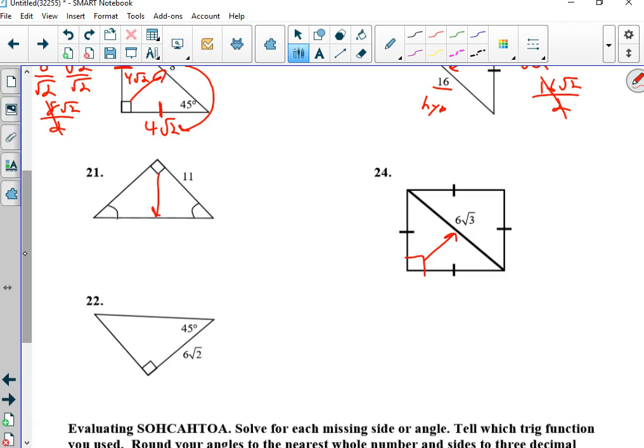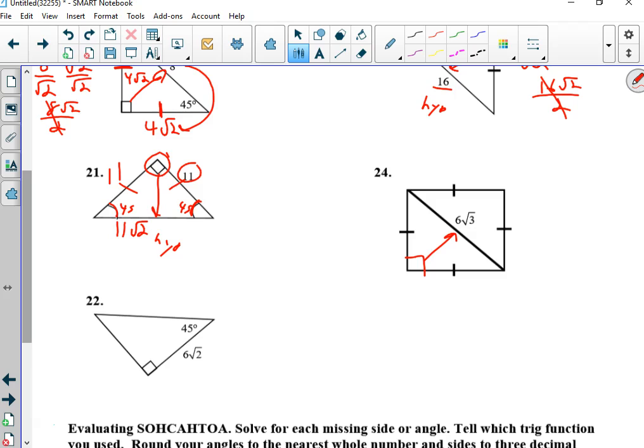Okay, it doesn't say 45, but these are marking equal, which means they have to be 45. Because I used 90 up here. So these are my two legs, and this is my hypotenuse. If this is 11, that's 11. And to go bigger, I just multiply, which means just tack on a radical to it. That's it.